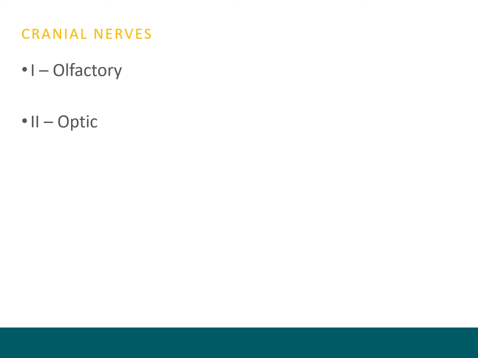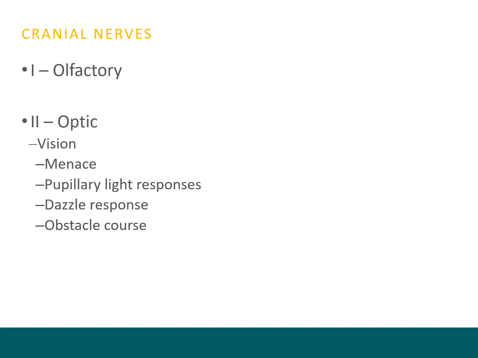Moving into cranial nerve 2, now this is the optic nerve. We have multiple different ways that we can look at the optic nerve. So we can look for vision by doing several things. We can look for menace, and so again, kind of poking our finger towards the horse's eye, which I'll show you a video of in a second, to see if they blink.